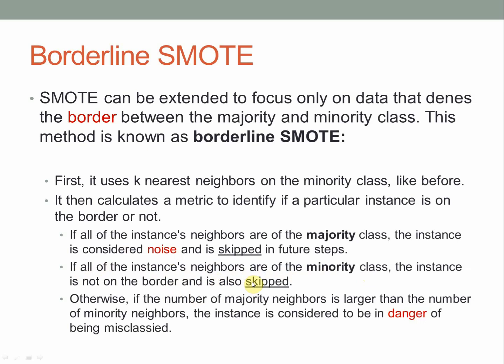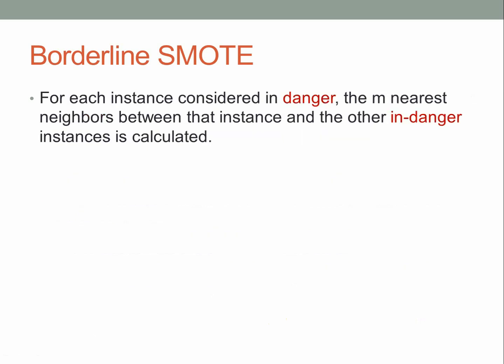So what we are interested in is that if the number of majority neighbors is larger than the number of minority neighbors, this instance is considered to be in danger. And those in-danger points are the points that we want to focus on. And therefore, for each instance considered in danger, that's the only thing that we want to work with, then the m nearest neighbors between that instance and the other in-danger instances are calculated. So it is using the same idea, generating the new synthetic data among danger points.